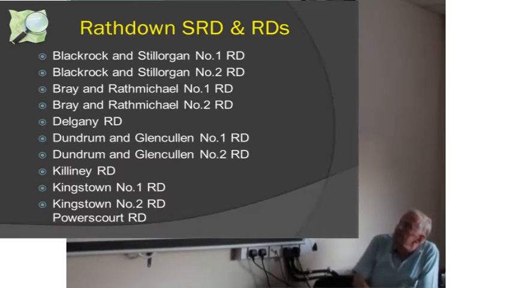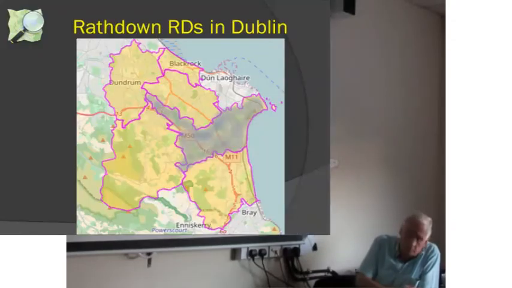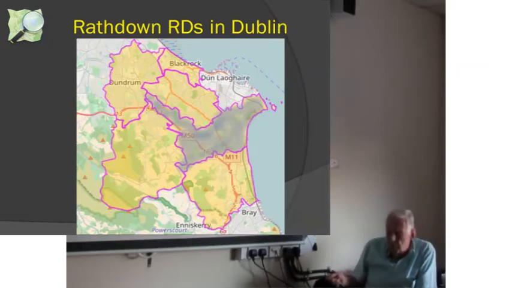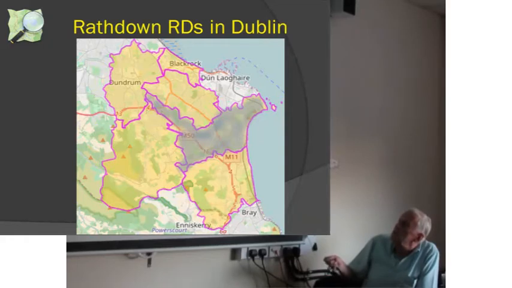That's a list of the registration districts in Rathdown, in Dublin and Wicklow. So they were quite methodical about naming them. They weren't quite as methodical about drawing lines around the areas. If I go back for a moment, the one that's blue there, this is obviously Blackrock 1 and Blackrock 2. That's Dundrum 1, Dundrum and Glencullen 1, Dundrum and Glencullen 2. This is Bray and Rathmichael and something. And the blue one there.